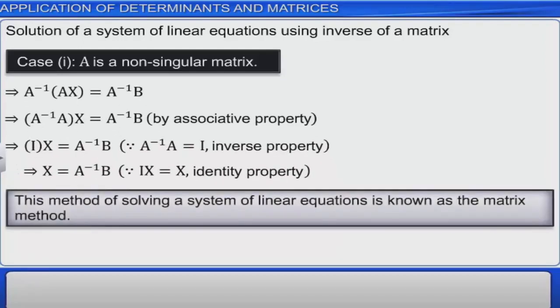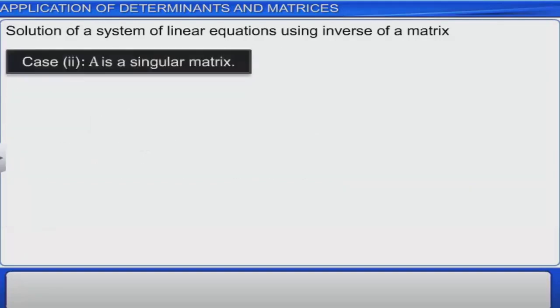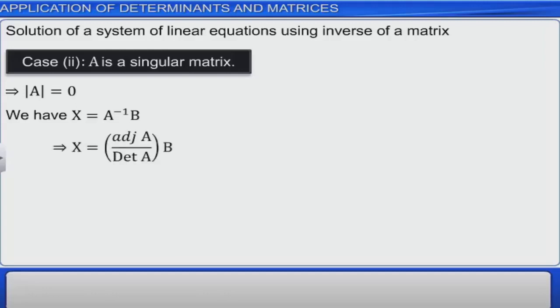The second case is when the coefficient matrix A is a singular matrix. In this case, the determinant of A is 0. Consider X = A inverse into B. Now, A inverse is equal to adjoint of A divided by determinant of A. So we have X = adjoint of A into B divided by determinant of A.